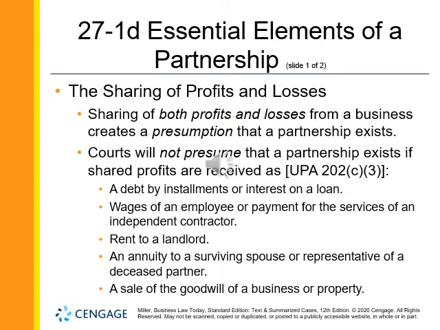As stated, sharing of profits and losses from a business creates a presumption that a partnership exists, but courts will not presume that a partnership exists if the shared profits are received as a debt by installments or interest on a loan, wages of an employee or payment for the services of an independent contractor, rent to a landlord, an annuity to a surviving spouse or representative of a deceased partner, or sale of the goodwill of a business or property.